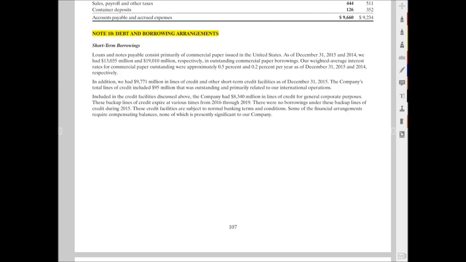Sliding forward to page 107, and it carries over into 108, is debt and borrowing arrangements, note 10. So it has short-term borrowings and long-term borrowings. Companies are going to borrow on both those bases. I don't think those are necessarily something you need to get wrapped up in. The one important part about this is it really explains the interest rates and the terms of these loans.